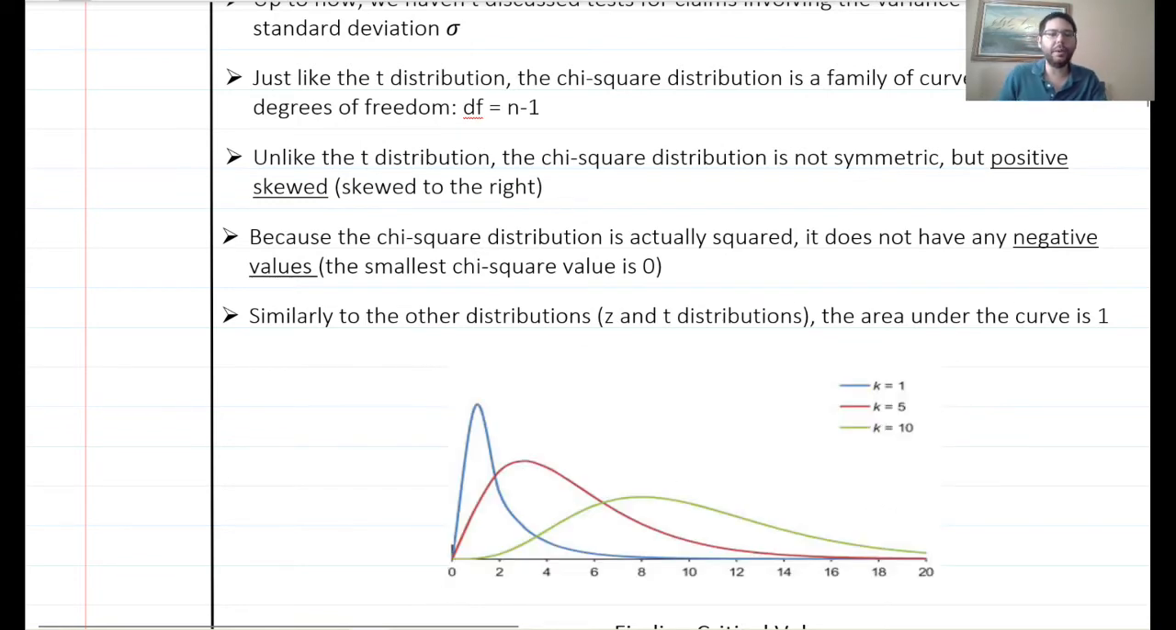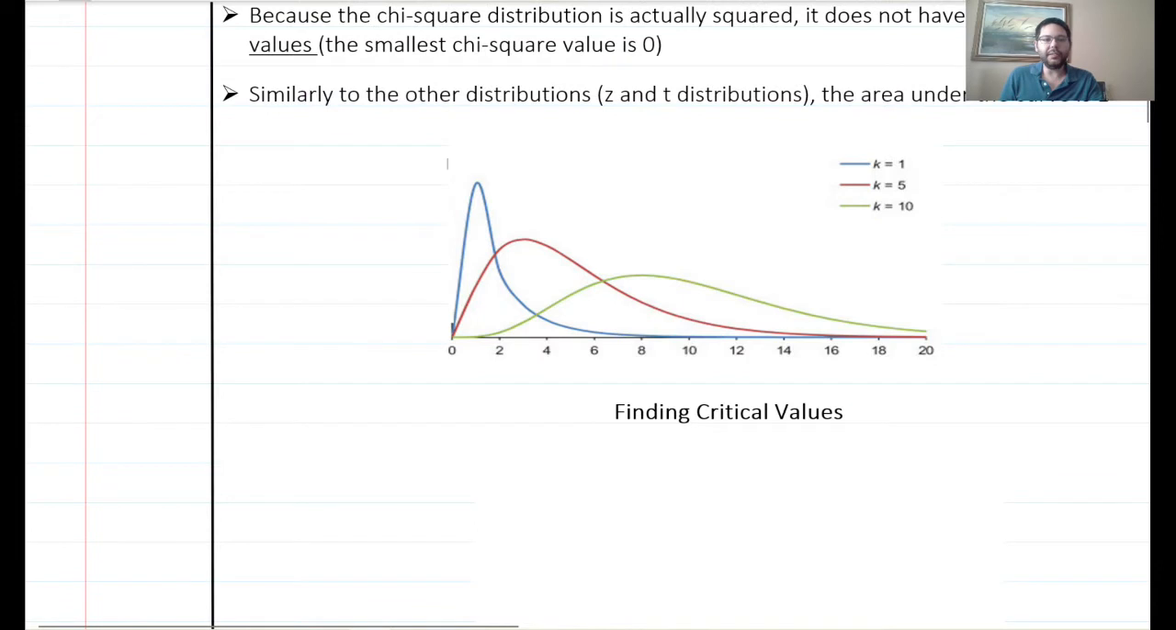So notice that it's a family of curves, right? The type of curve that you choose depends on the degrees of freedom, which is based off of the sample size. So if I selected a sample of 25 people, then my degrees of freedom is going to be 25 minus 1, or 24. And therefore, I'm going to choose the chi-square curve that has 24 degrees of freedom. In this case, I gave you 3 examples, one with 1 degree of freedom, 5, and then 10 degrees of freedom.